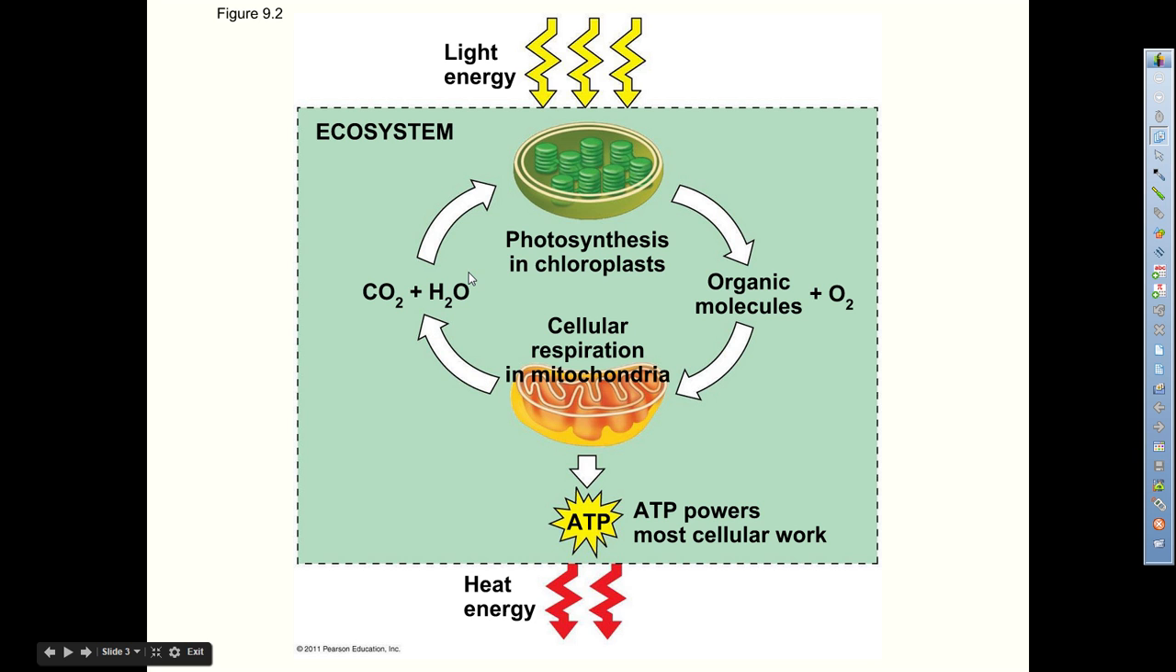On the other hand, a chloroplast utilizes carbon dioxide and water, and through the catalyst of light energy, forms organic molecules and oxygen as a waste product. Both of these processes also make ATP, and this ATP is basically the energy that your body uses to do work.